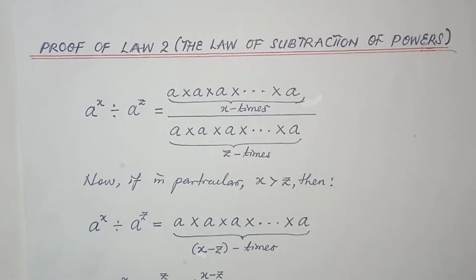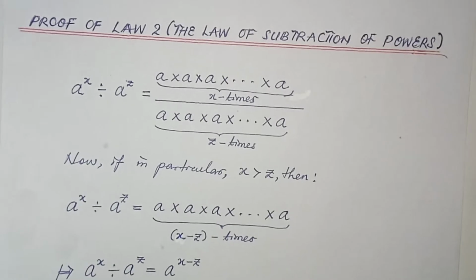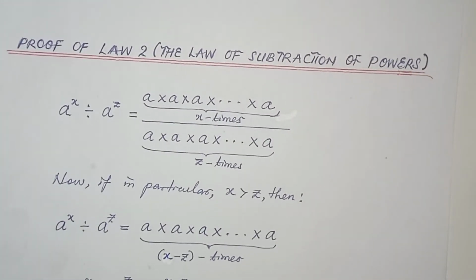What that means is that the z number of a's in the denominator would cancel an equal number of a's in the numerator. So it will cancel z number of a's in the numerator, leaving us with x minus z number of a's in the numerator, and that in our index notation will be a raised to power x minus z. So you look at that again, and please drop your comments in the section below.